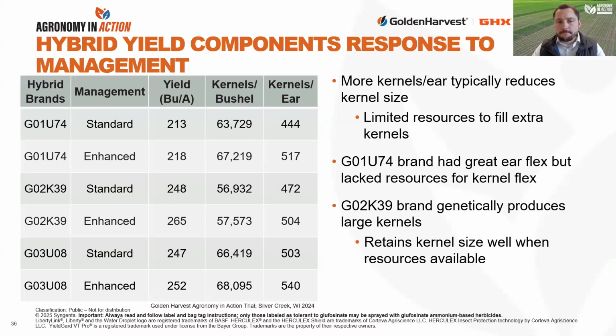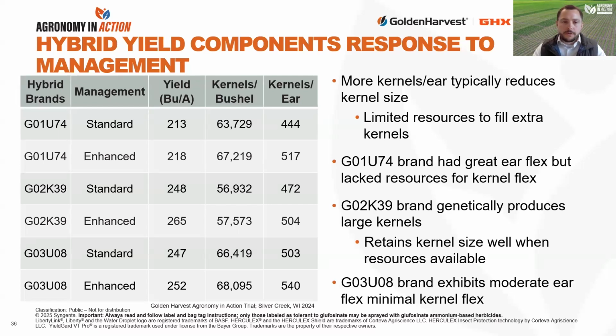If we compare that with O2K39, we've known over the years that if we have the available resources to keep the kernels, we can get significantly large kernels. And finally, with the O3U08, it showed that it was moderate. We had the ability to kind of flex it both ways and at both capacities. So with the 2 new hybrids here that are going to be very strong staples in our lineup going forward, it's nice to know this, and we're going to continue to build on this in the future. So I want to pause the conversation here a little bit around this trial.